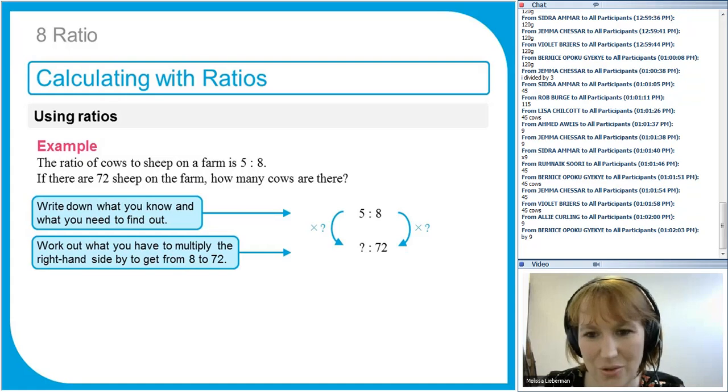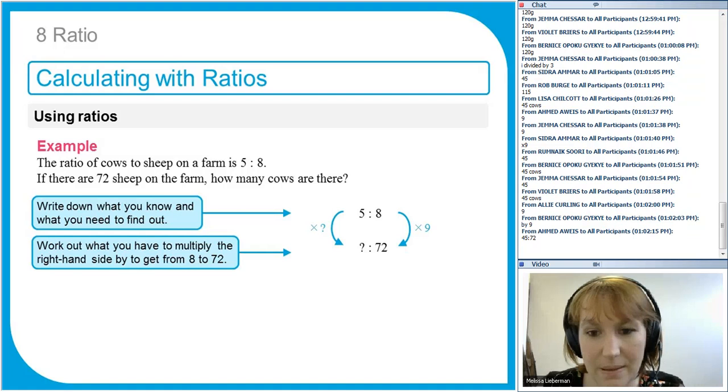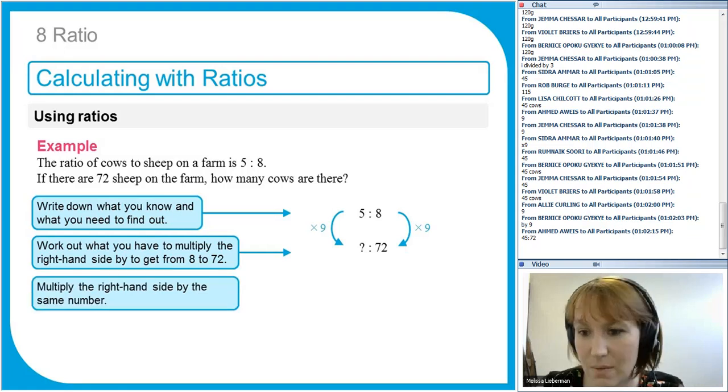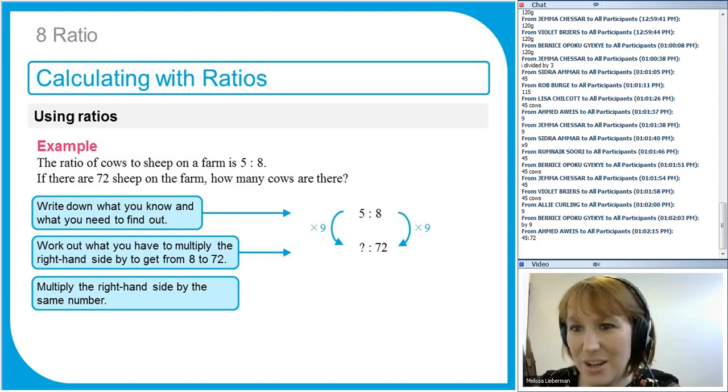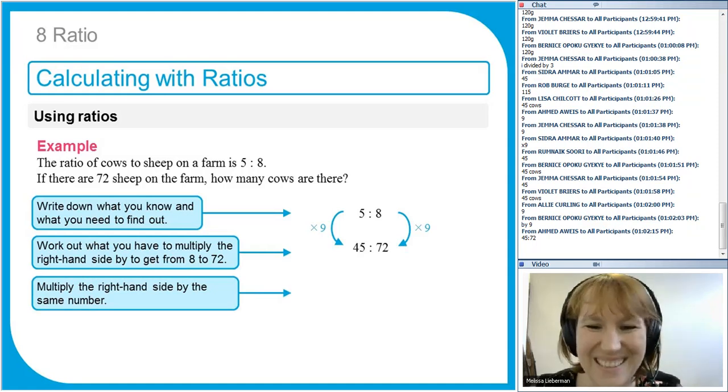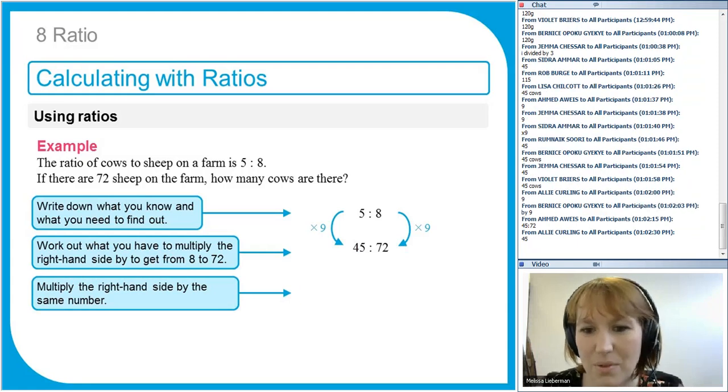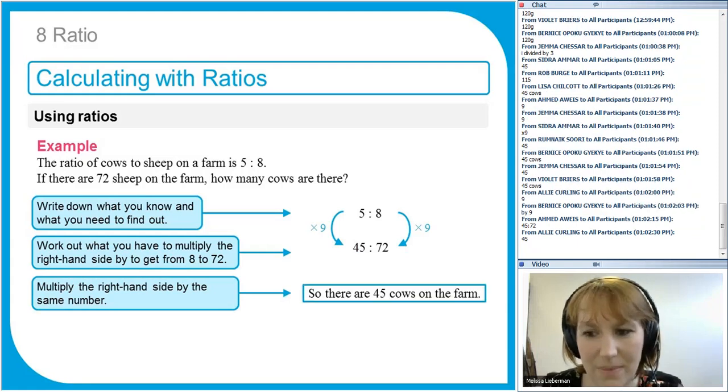So we multiply both numbers by 9, so then we have to multiply the 5 by 9, and 5 times 9 is 45. So 45, that's right, Ahmed. 45 cows. Rumnik, you got it first. Lisa, you got it ages ago. And Sidra, you were way ahead. 45, good. Multiply the right-hand side by the same number. So the number of cows is 45. Okay, so that's easy enough.